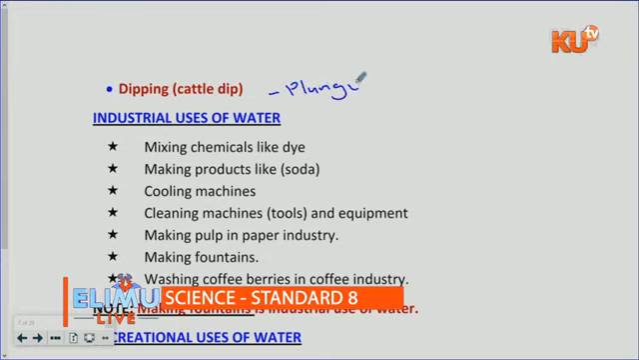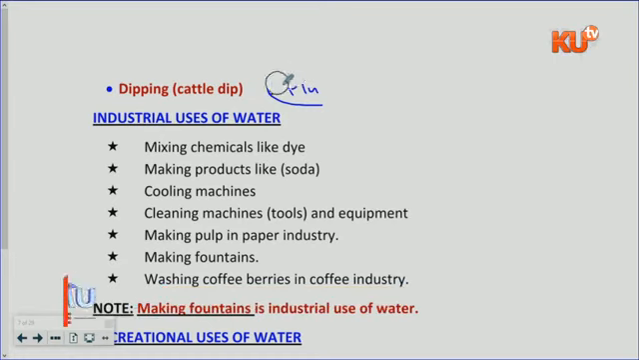That's why I placed dipping there as a use of water, because of the cattle dip. So when animals have external parasites, remember dipping is used to control external parasites only. Internal parasites are handled by deworming. So here you are focusing on acaricide only.